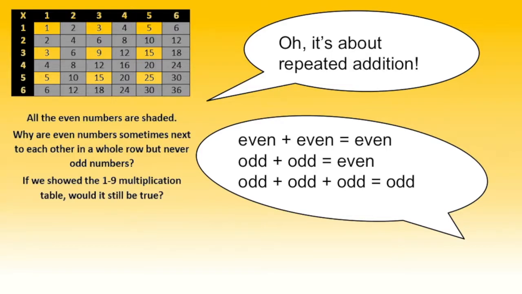Then center the discussion around the understanding that even plus even is equal to even, and that's what's happening in 2, 4, 6, and odd plus odd is equal to even, but odd plus odd plus odd is equal to odd, and that's what's happening in rows 1 through 5. 1, 3, 5. Using that, what will the pattern be if we add 7, 8, and 9 to the table?